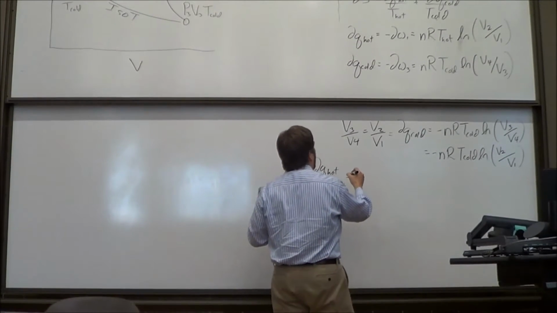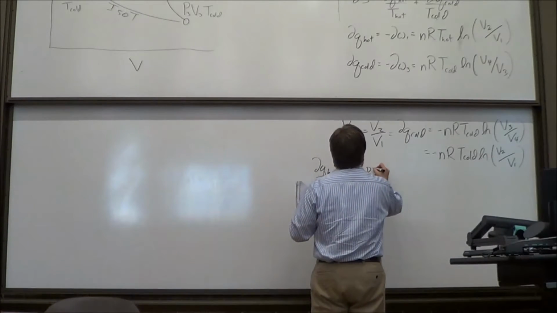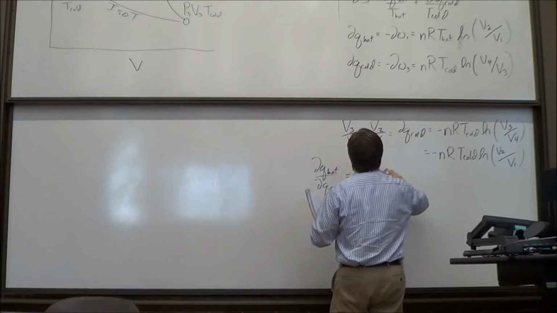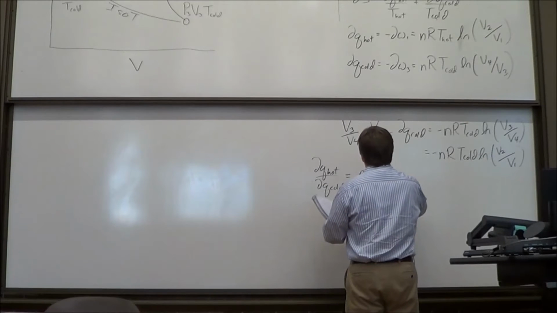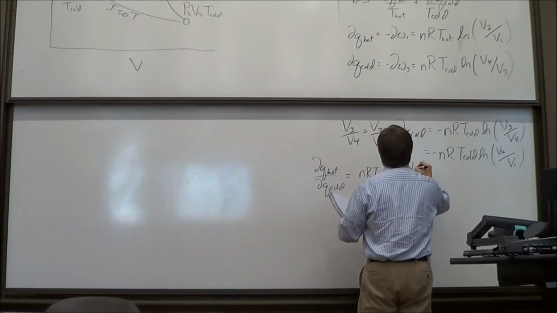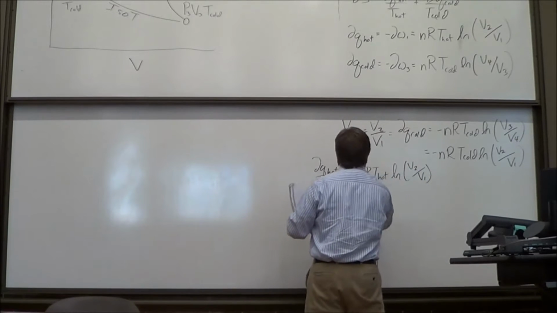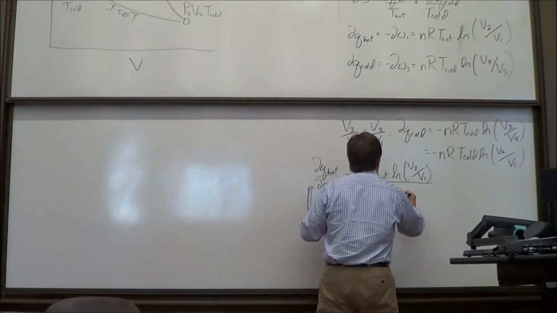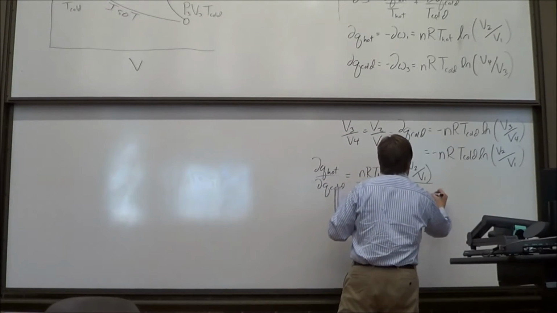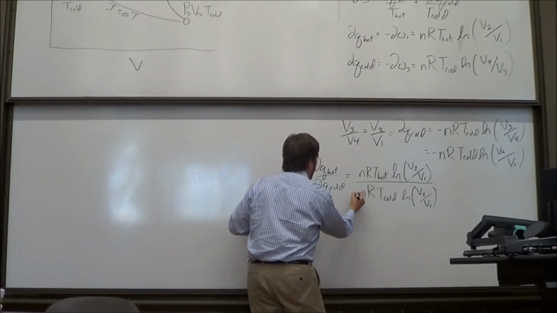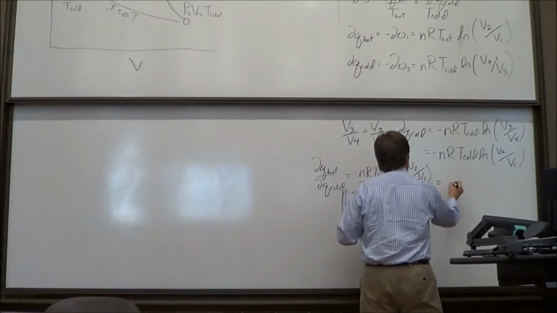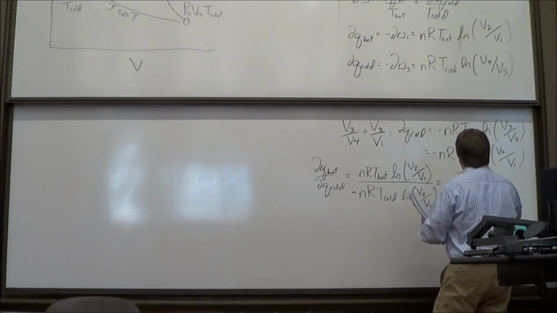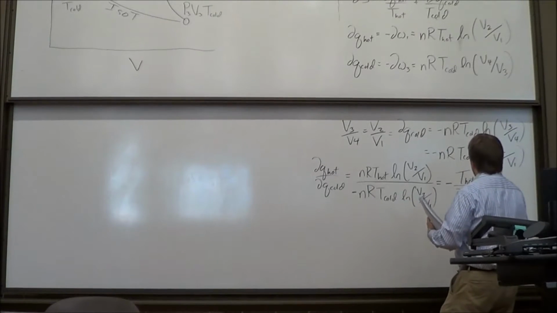And okay, hot is nRT cold. No, what am I doing? I'm looking at the wrong one. Sorry, T hot. Right. And V2 over V1, you can see why I did this, because I eliminate everything but T hot and T cold, nRT cold, ln V2 over V1. I'm forgetting the minus sign. And so this is equal to minus T hot over T cold.